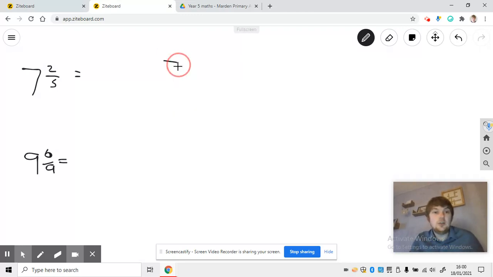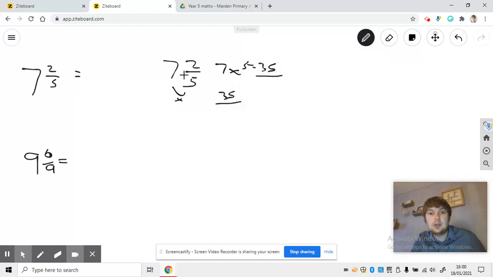So here we have the 7 2/5. So for 7 2/5, we know the first thing we have to do is, as I'm sure you're shouting at the screen here, we're going to do 7 multiplied by 5, which equals 35. And then onto that 35, we add our numerator, which is 2, which gives us 37. Now with that 37, that becomes our numerator over the denominator of 5, because the 5 stays the same across them both.